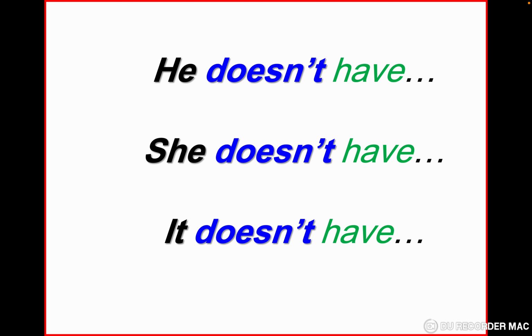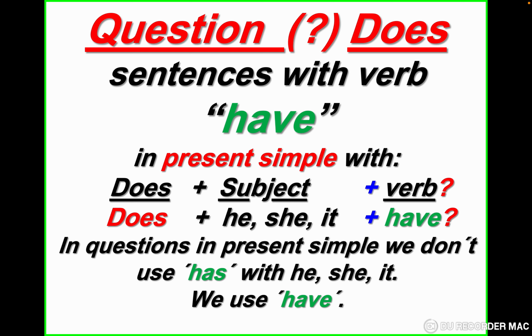Some students say with he, she, it, we use has. Yes, we use it in the positive sentence. It's not in the negative sentence, and it's not in the question. Let's continue. When we ask the question, we use does. In sentences with verb have in present simple, we say does plus the subject he, she, it, and the verb have. We don't have has in the question. We have just have. We are speaking about the present simple, not about other tenses.